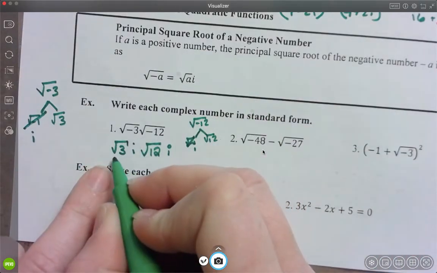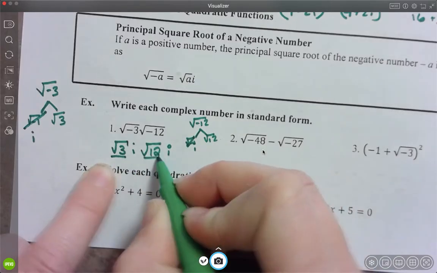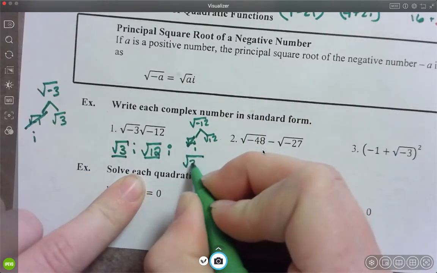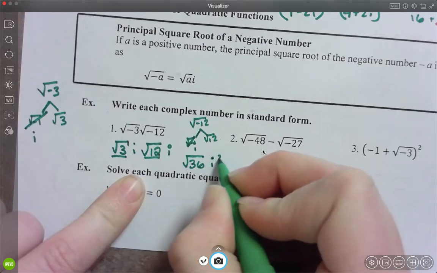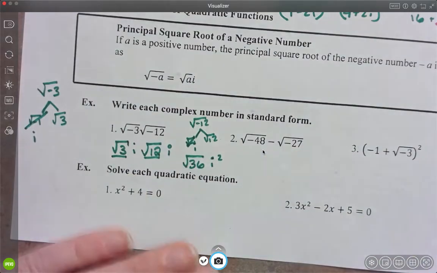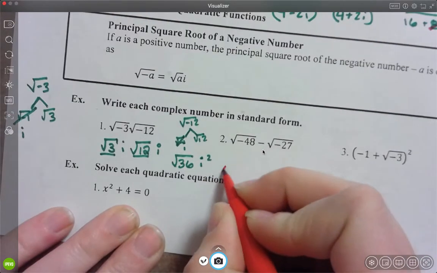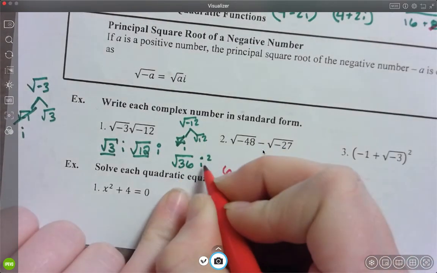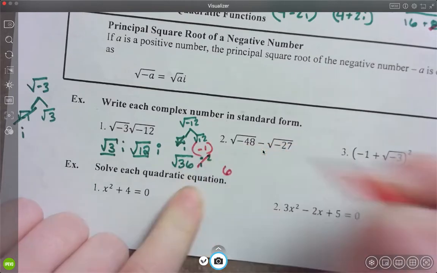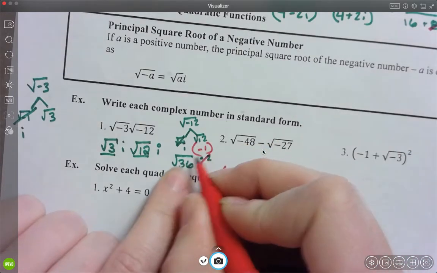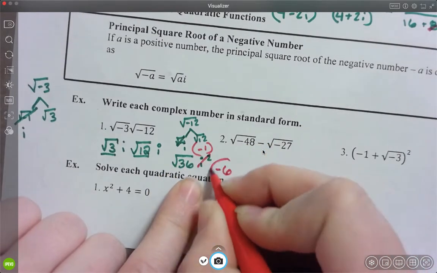And then we can just multiply the numbers together. So the square root of 3 and the square root of 12 will become the square root of 36. And then we'll have i squared. Okay, square root of 36, i squared. Well, okay, now the square root of 36 comes out nicely. It is 6. But then i squared is like negative 1, right? So we have 6 times negative 1, and it's negative 6.